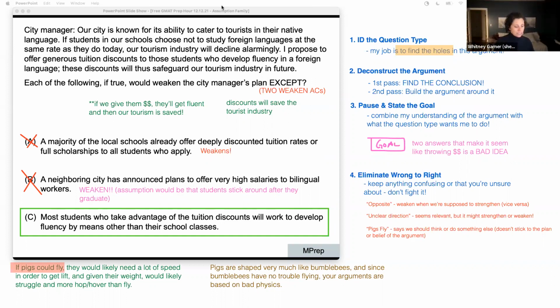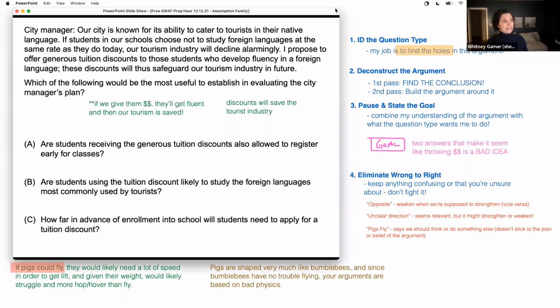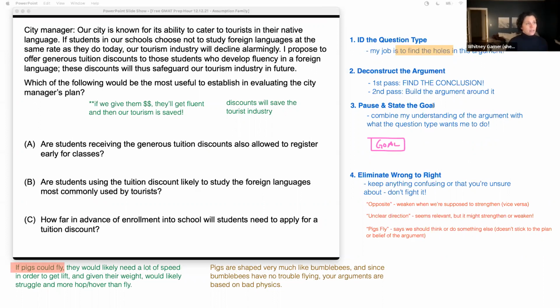All right, so now let's look at the hybrid of these two. Let's look at which of the following would be most useful in evaluating. My goal now is: is money a good intervention here, right? That's what I'm looking for. What would I want to know more about? What would help me understand whether money is a good intervention? And then pull in what you think for this one.